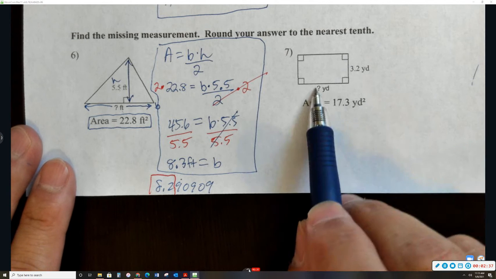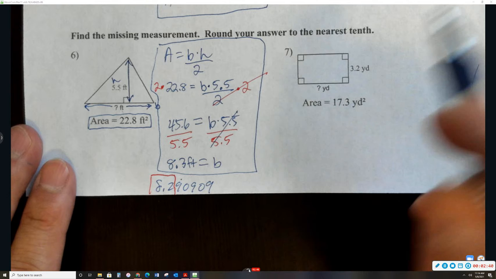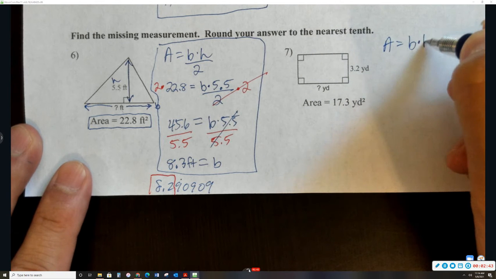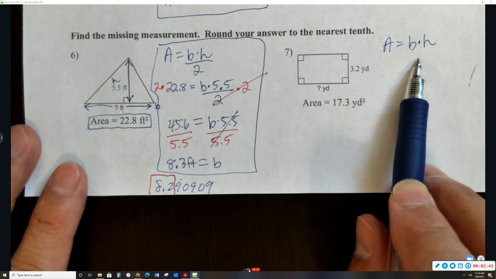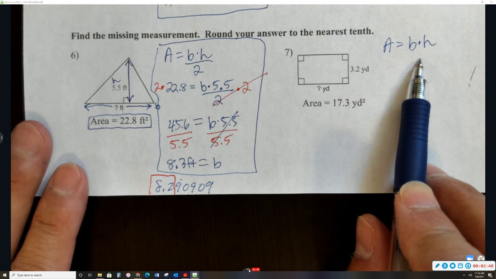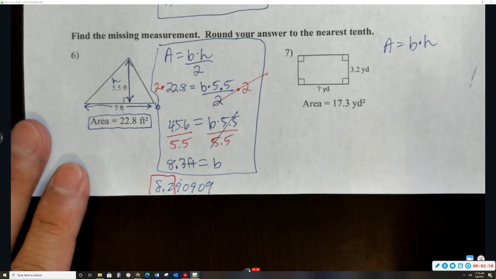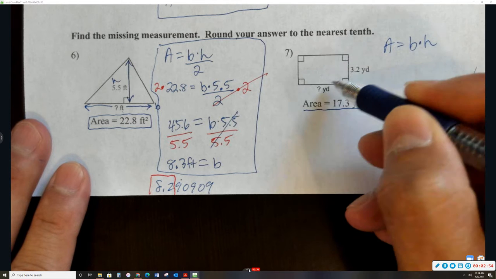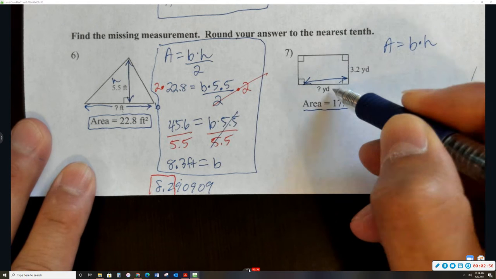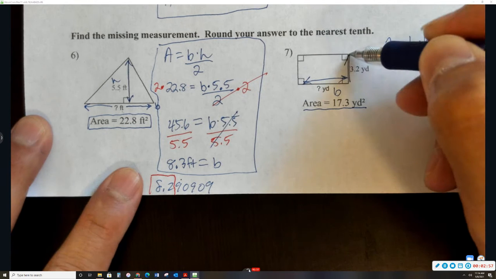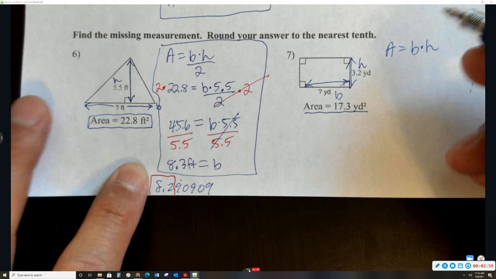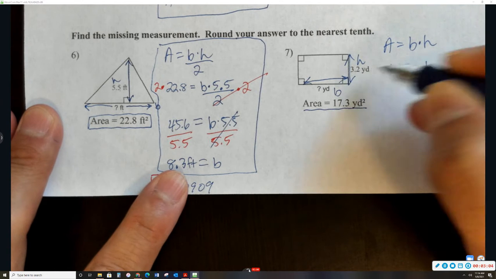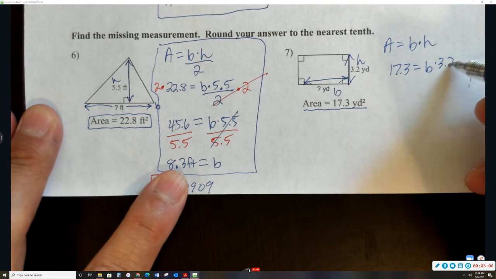So here we have a rectangle. I think it's a rectangle. It looks like a rectangle. Even if it's a square, it doesn't matter. I told you guys to use the same formula, base times height. So let's put in what we know. Here's the area. This guy down here is the base, and then this one is the height. So the area is 17.3, the base we don't know, and then the height is 3.2.